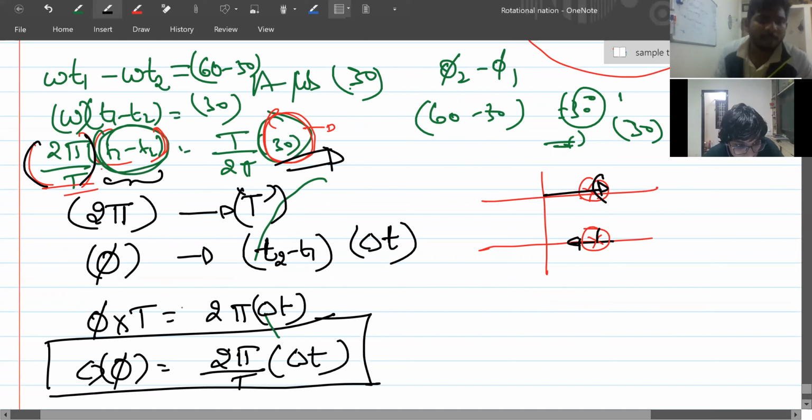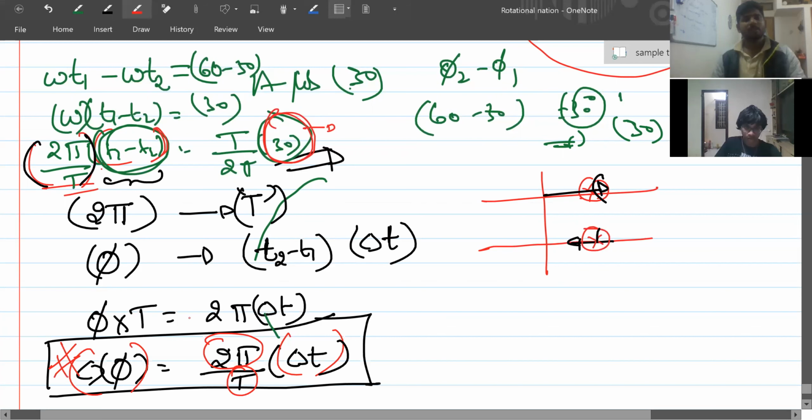Why is this formula forming? For 2 pi angle, one time period will be the difference. For this much time difference, what is the angle difference? That is the phase difference. Got it? Now, what is the time difference between both of them? You see here, one particle is going up, one particle is coming down.